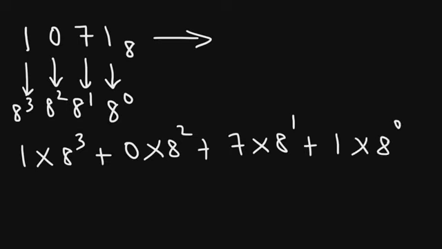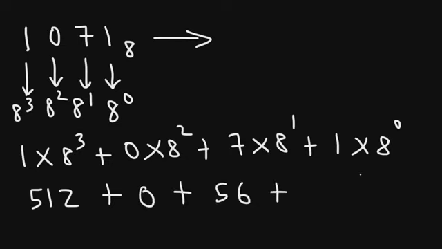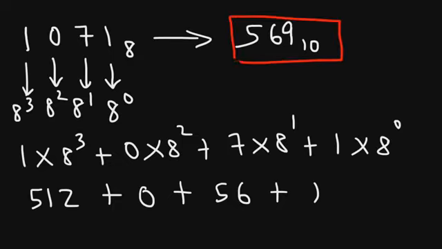So what is 8 cubed? So 8 times 8 times 8. That's going to be 512. 0 times 8 squared is 0. 7 times 8 is 56. And 8 to the 0 power is 1. So 1 times 1 is 1. So we have 512 plus 56 plus 1. And that's going to be 569 in the base 10 system. And so that's it for that one.